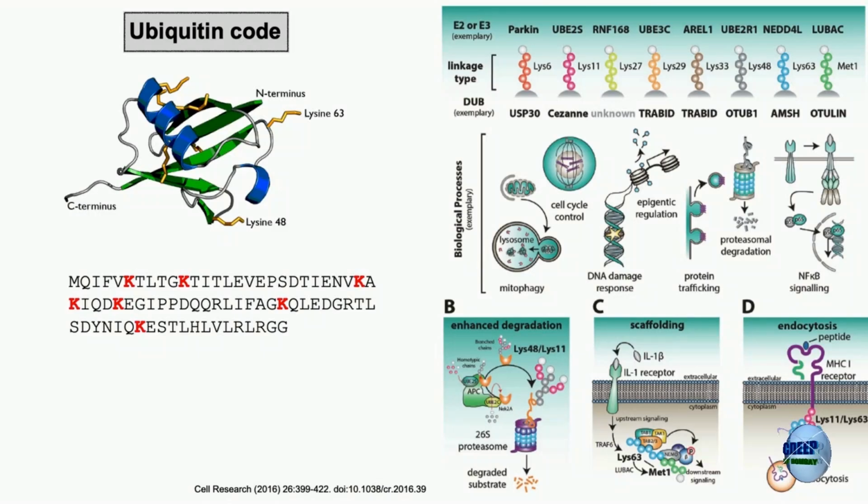So, first the linkage type. Let's suppose in the first one, lysine 6. At the 6th position of lysine, the ubiquitin is being attached. So what is downstream, that is USP30? They have given an example of a deubiquitinase. What they have done over here, I'll explain.